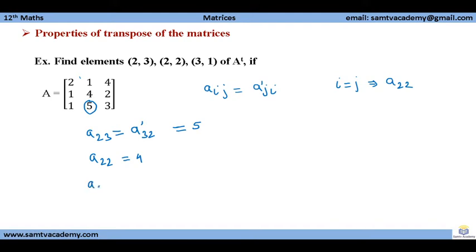Next, what are we told to find? It is A31. So that will be equal to A13 of the transpose. What is the 13 element? First row and third column. So it is 4. Directly we can find the element without changing the matrix, if we know the property that aij will become aji in the transpose, and if i equals j, then the element will remain the same in A as well as in A transpose.